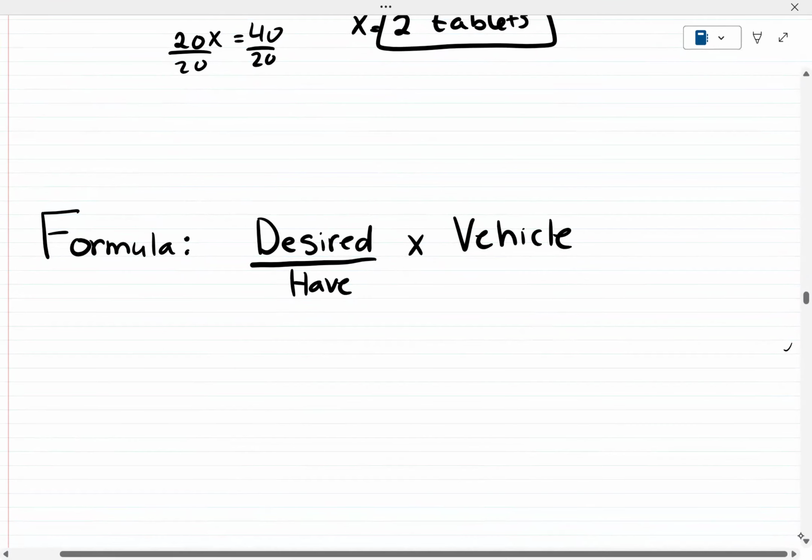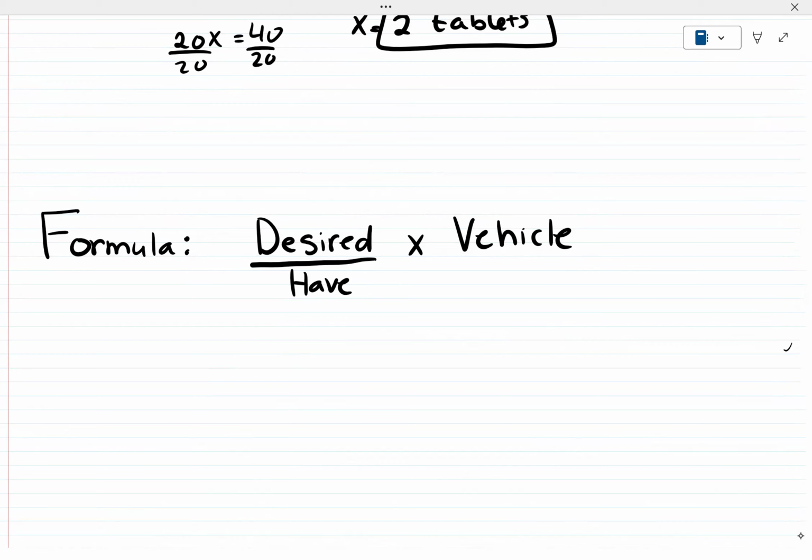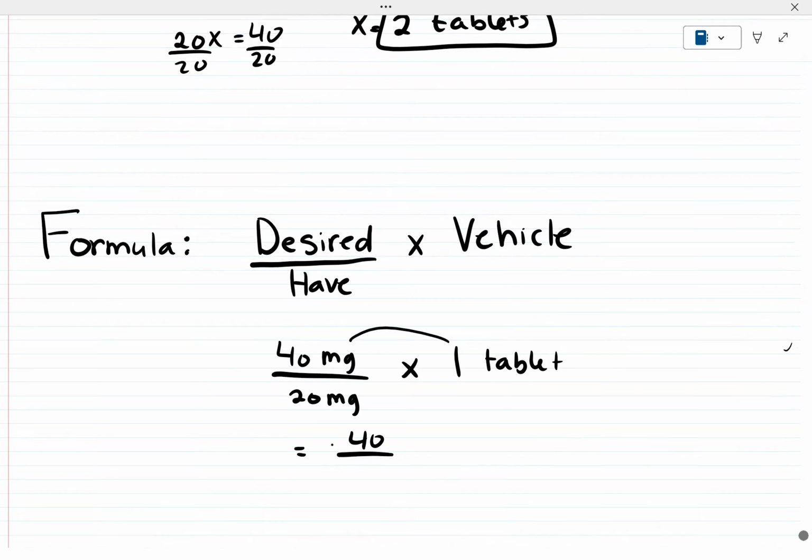Formula method, so desired over have times vehicle. So our units are the same, so we don't have to do an extra conversion. So our desired was 40 mg, and our have is 20 mg times one tablet. Our vehicle is one tablet. And put it all together. 40 times 1 is 40, 20 times 1 is 20, and that gives you 2 tablets.